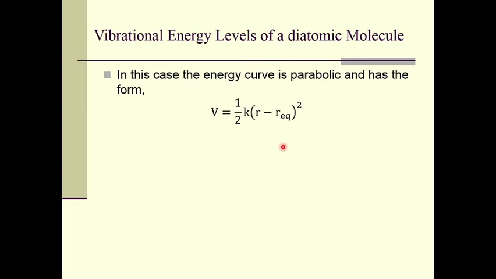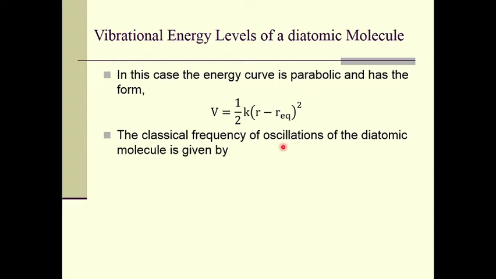Now the classical frequency of oscillations of the diatomic molecule is given by nu is equal to 1 upon 2 pi root K upon mu, right? So we know that it is following simple harmonic oscillations, and for a simple harmonic oscillator, we know that it has a frequency, and that frequency is given by nu is equal to 1 upon 2 pi root K upon mu, right? So this is the classical frequency of oscillations.